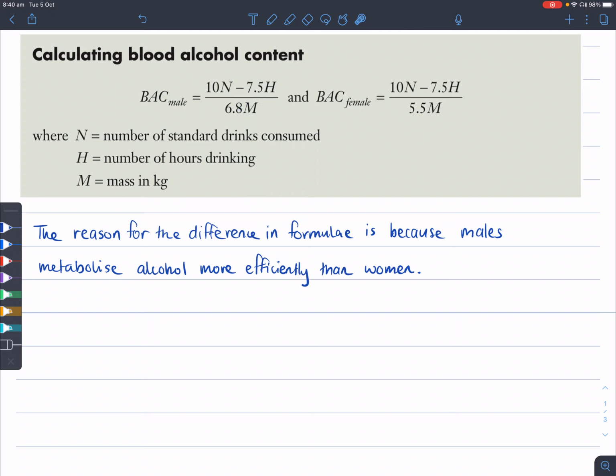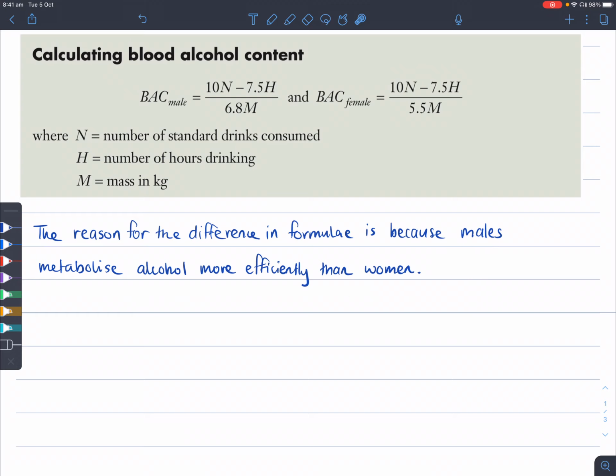The only difference between these 2 formulas is the multiple of the mass at the bottom, which is in this case 6.8 for the male, and for the female, it's 5.5. And the reason is because males metabolize alcohol more efficiently than women.